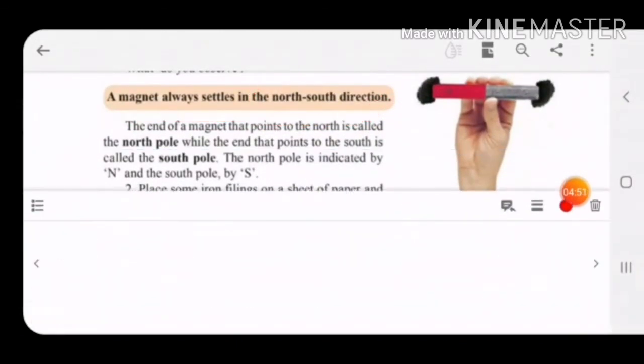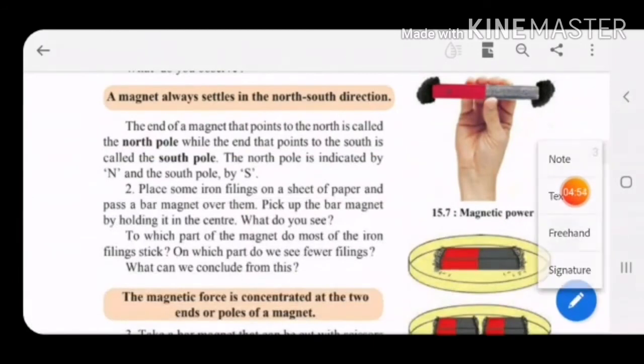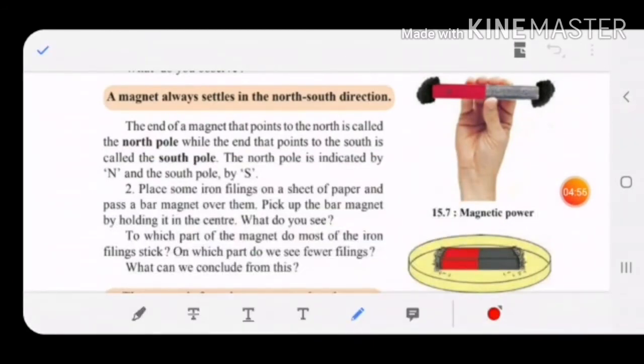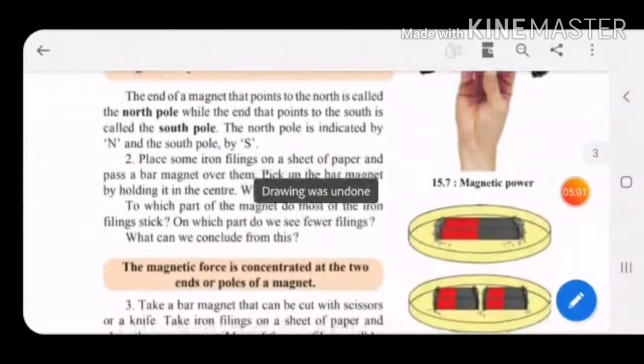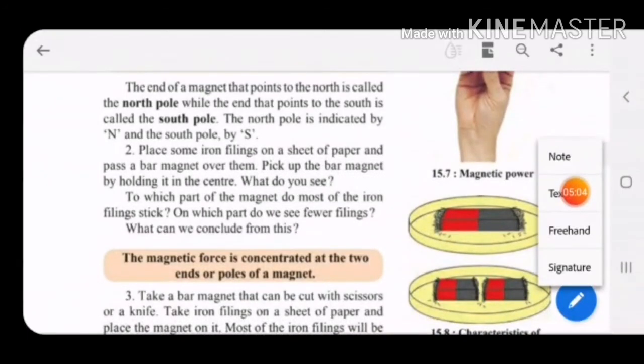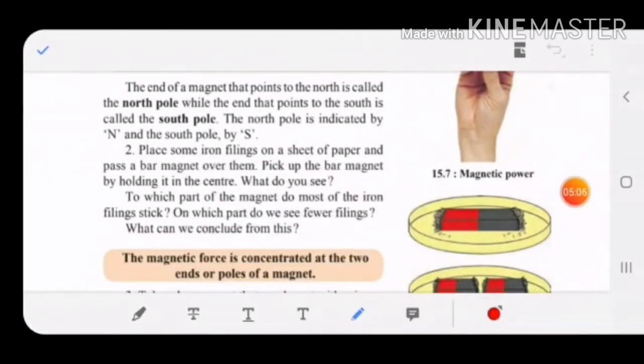Second characteristic: the magnetic force is concentrated at the two ends, or poles, of a magnet. The end of a magnet that points to the north is called the north pole, while the end that points to the south is called the south pole. The north pole is indicated by a capital N and the south pole by a capital S.